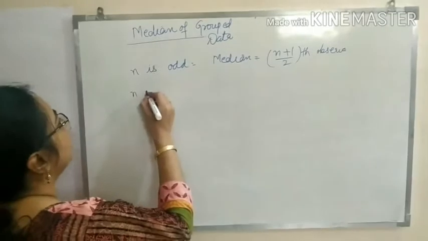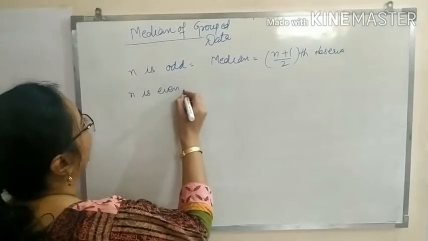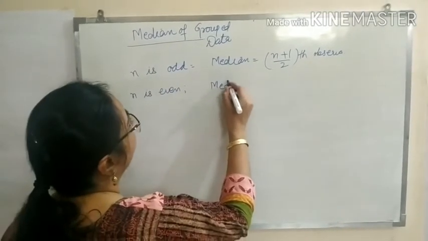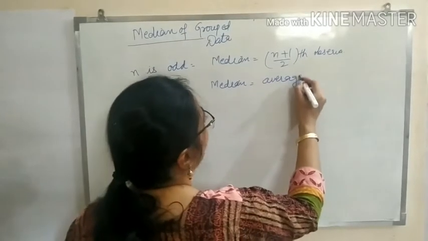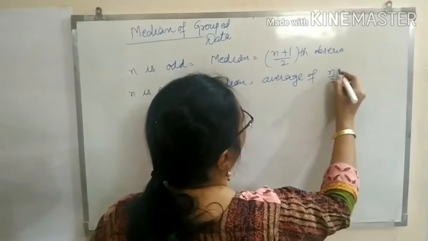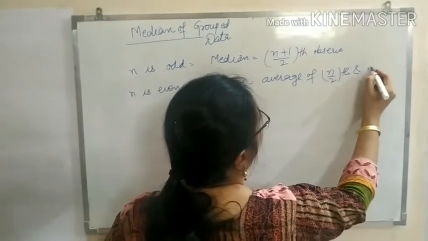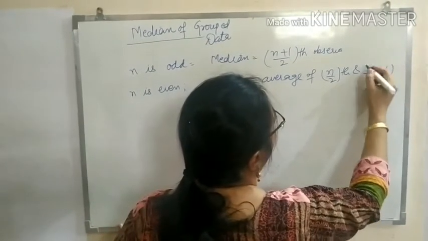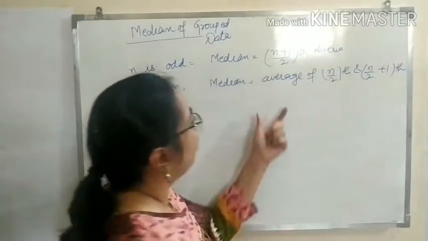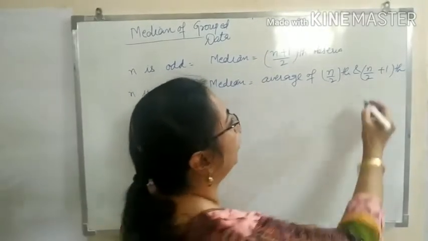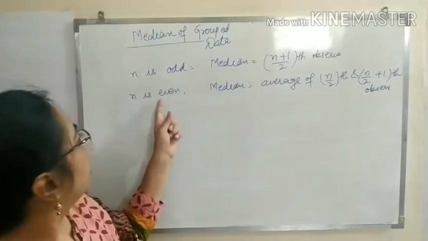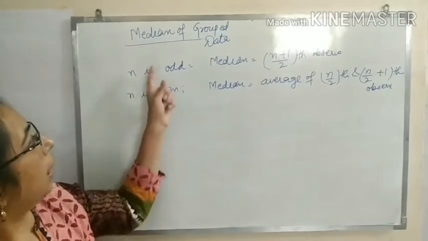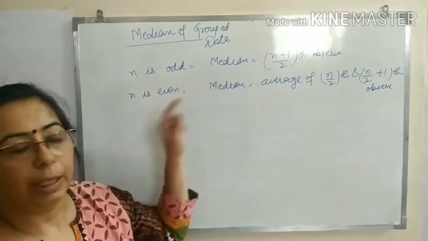And if n is even, then from where do we get the median? The median was the average of the n by 2th observation and the n by 2 plus 1th observation. The average of these two observations was the median when n was even. This is for the ungrouped data. This we have done in ninth class.